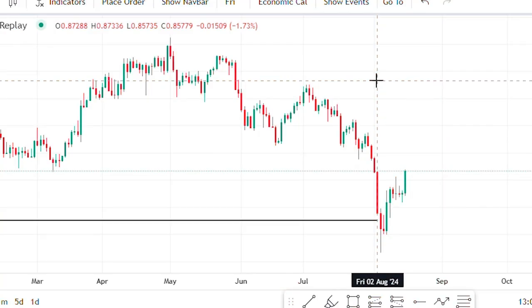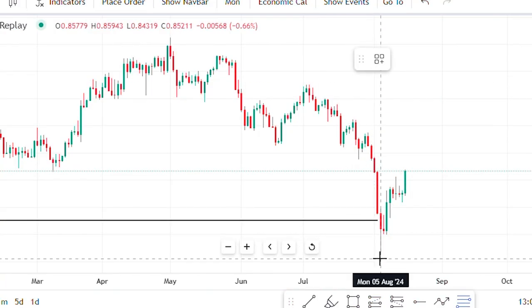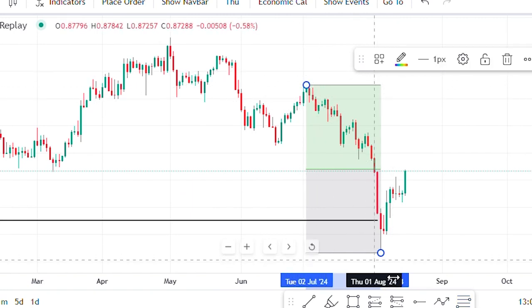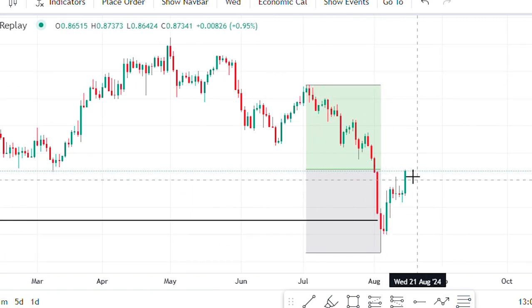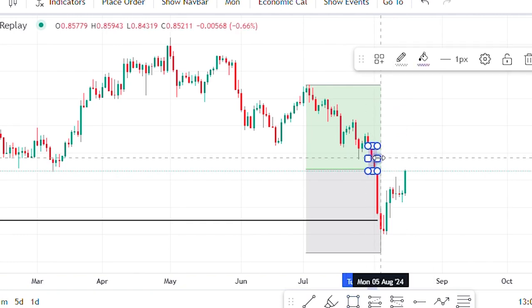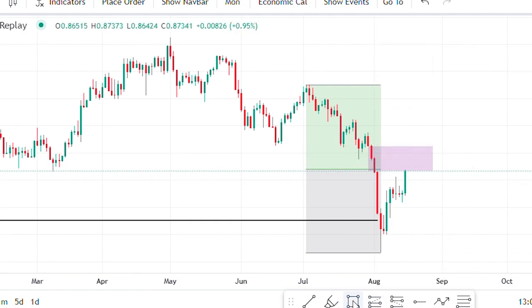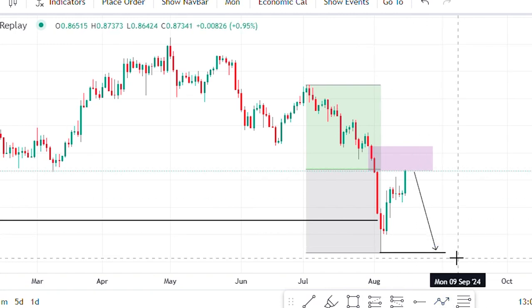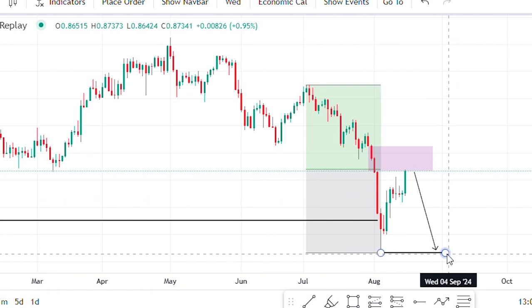Let me show you this on a bar replay chart. First of all, we draw our dealing range. We can use this as a high and this as a low. Right now price is in the premium zone and hitting this internal range liquidity. From this internal range liquidity, we are expecting that price will go toward this external range liquidity. This external range liquidity will be our target.